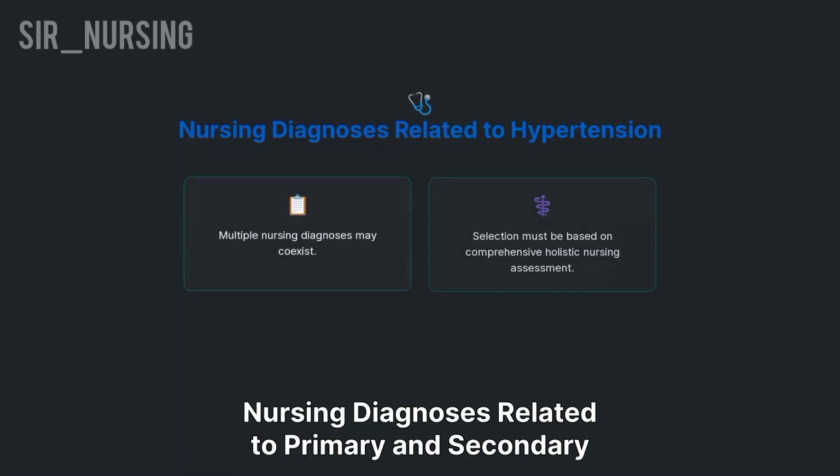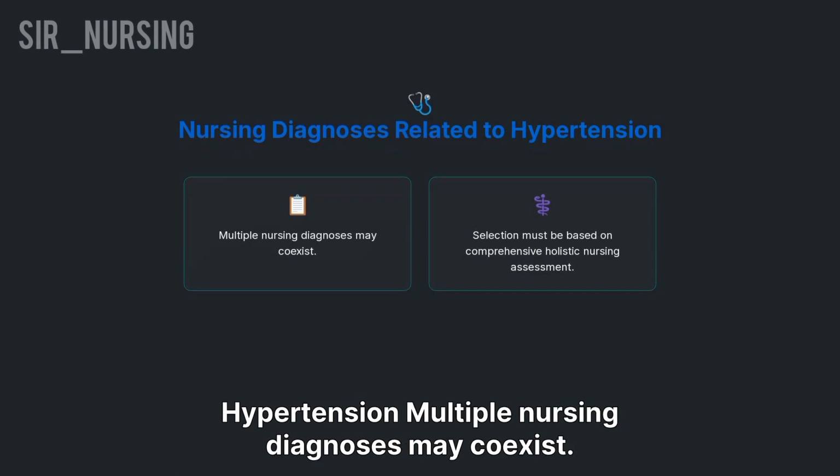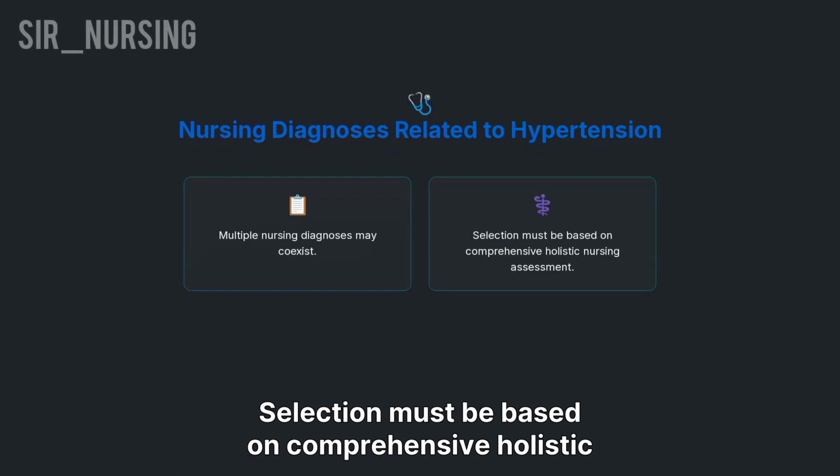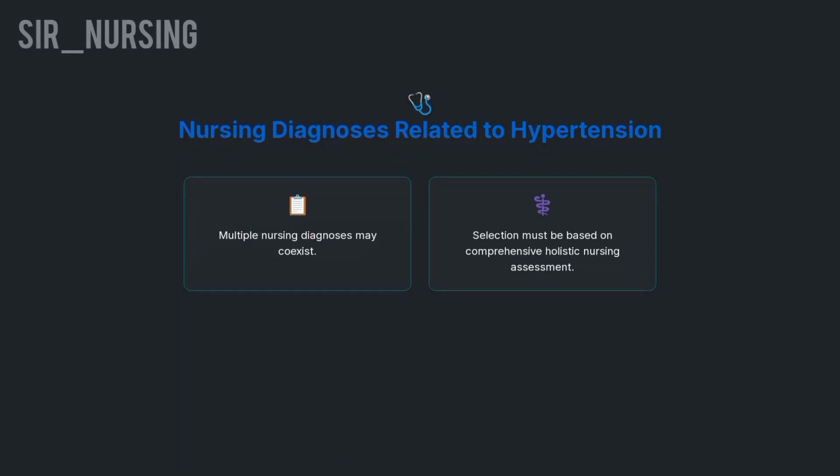Nursing diagnoses related to primary and secondary hypertension. Multiple nursing diagnoses may coexist. Selection must be based on comprehensive holistic nursing assessment. 1.